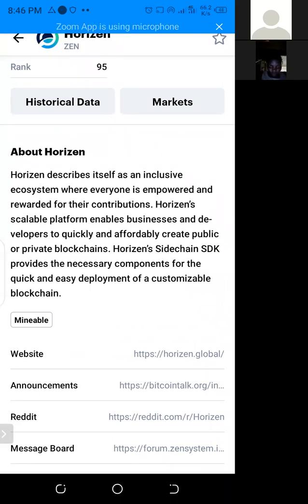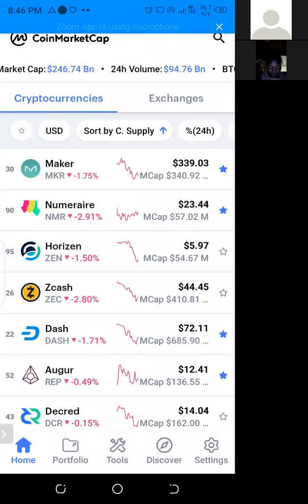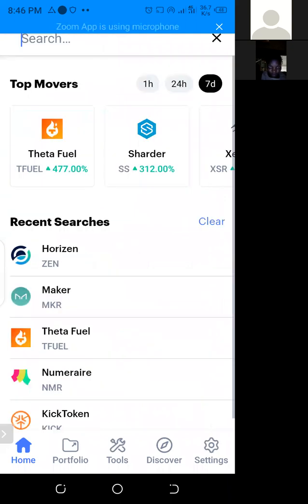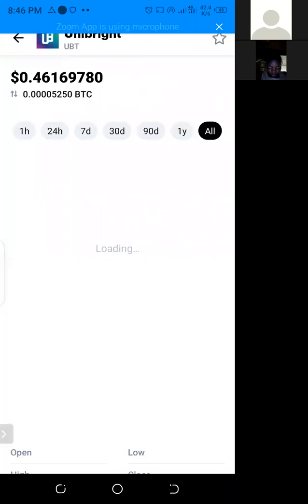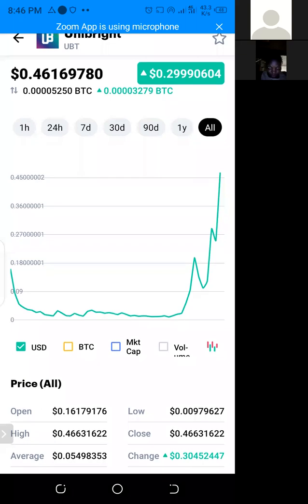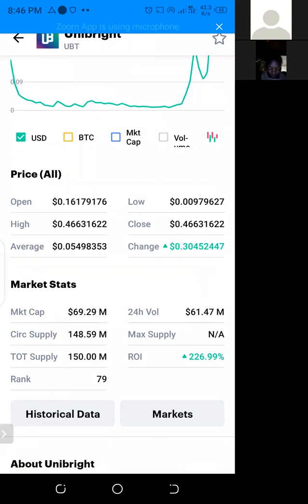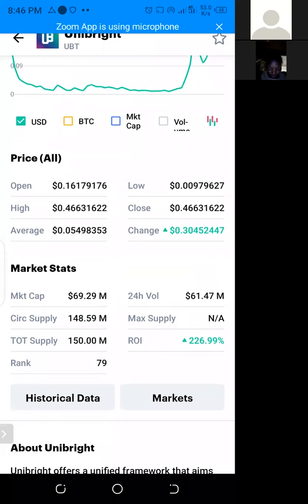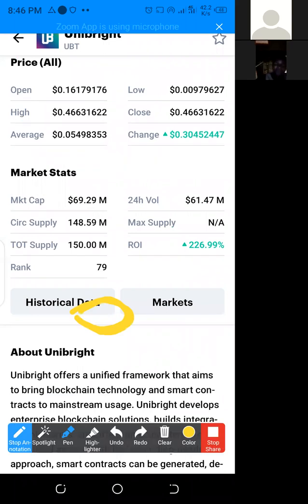Now, this is another coin that is going to pump. Another coin that is going to pump very well is called UBT. I wish I had time. Unibright, that's the name. I wish I had time to talk about this coin. Right now, it's at $0.46. It's not even up to $5 yet. It's not up to half of $1. But already, see, this coin has made a profit of 226%.